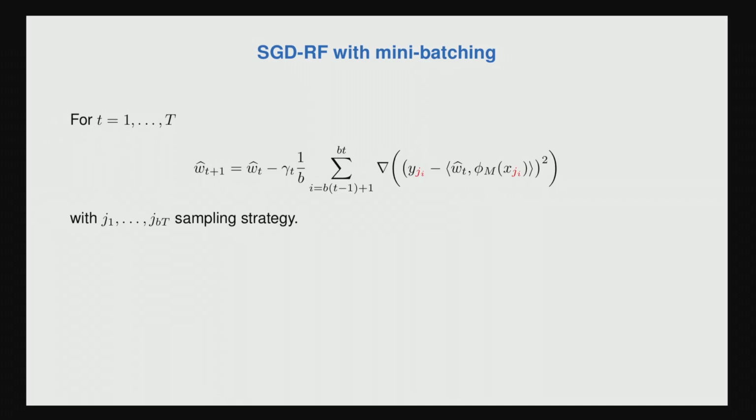The second ingredient that I mentioned is mini batching. So instead of taking just 1 point at each iteration, because I don't want to waste, let's say, my GPU's power, I'm going to take a mini batch of B points, and these B points are represented here. So I have the sum of B gradients over B points.